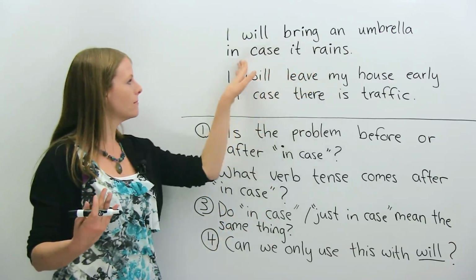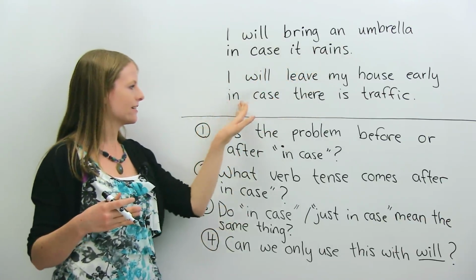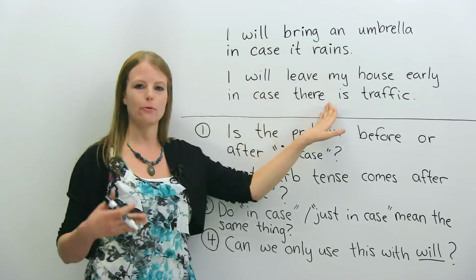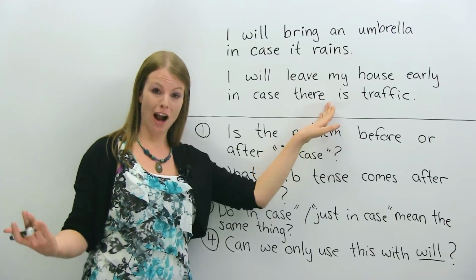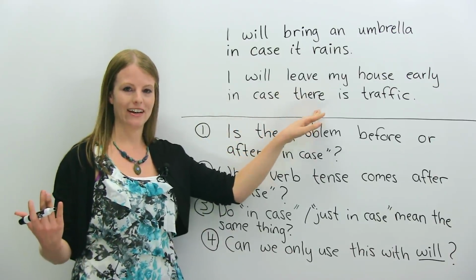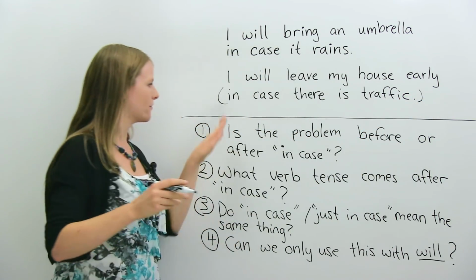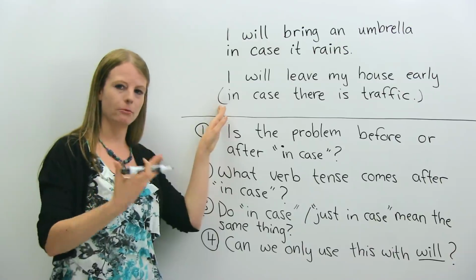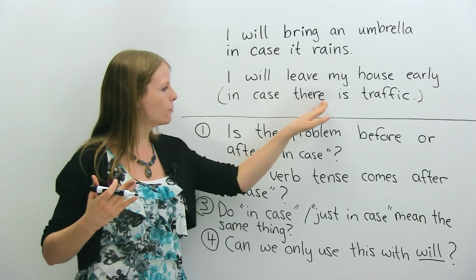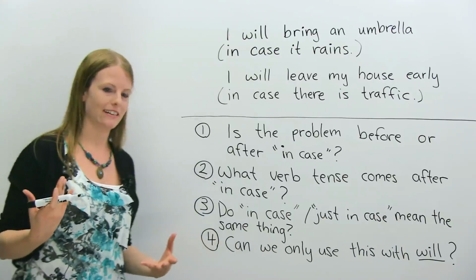So it rains is the problem, so in case it rains. These go together. What about down here? In case, is the problem before the word in case, or is it after the word in case? Well, the problem is traffic, so the problem comes after the word in case, okay? So if it helps you to remember, in case, so we wouldn't write this in a sentence. We won't put these brackets in a sentence, but just to help you in your head to remember, in case is with the problem. So these are like one unit, if that makes sense.